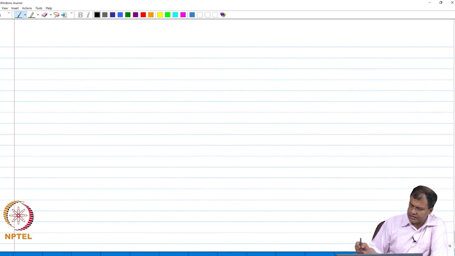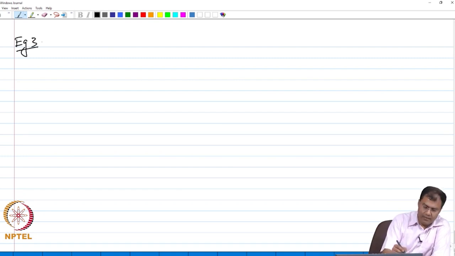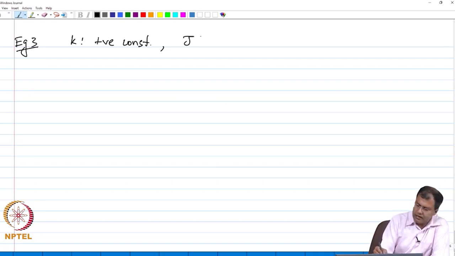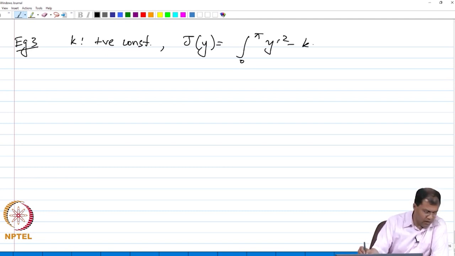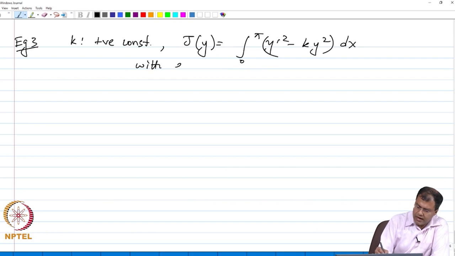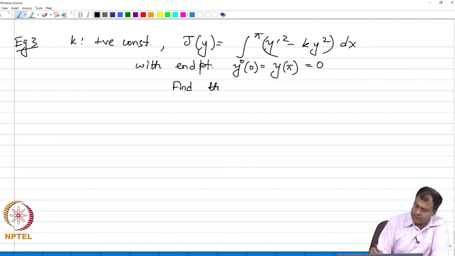Let us quickly wrap up this lecture by giving another quick example. Let us say I have a constant k, a positive constant, and J is a functional given by the integral from 0 to pi of y prime square minus k y square dx, with endpoints y of 0 equal to y of pi equal to 0. So we have to find the extremal to this problem.